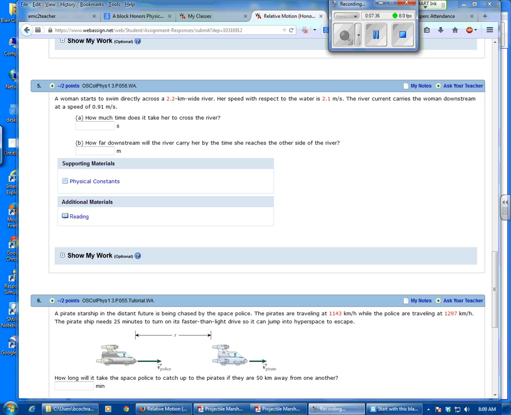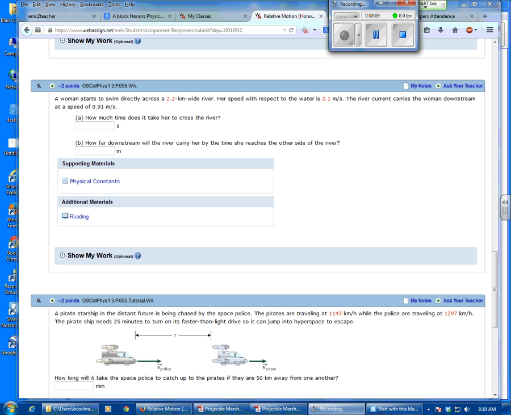All right, in number 5, the woman starts to swim directly across the river. I think, in all these, if you can interpret this into a vector diagram, the mathematics after that is stuff that we've been practicing. But it's interpreting sometimes how the question is asked. So she starts to swim directly across the river. That means her velocity relative to the river is going to be directly across.